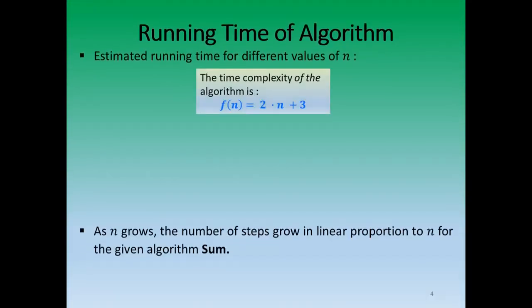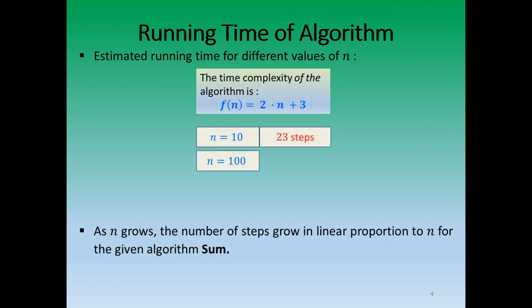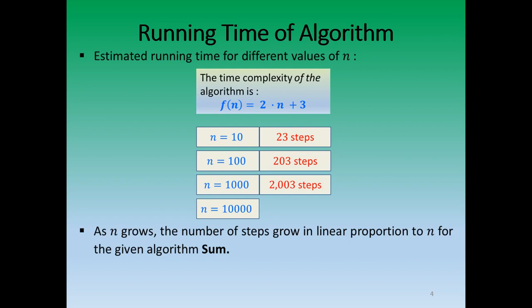We analyze the same time complexity for the given example by using different values of n. If we take n equal to 10, then 23 steps are executed. If n is equal to 100, then 203 steps. If n is equal to 1000, then 2003 steps. If n is equal to 10,000, then 20,003 steps are executed. Here we notice that when the value of n increases, the number of steps also increases in linear proportion to n.